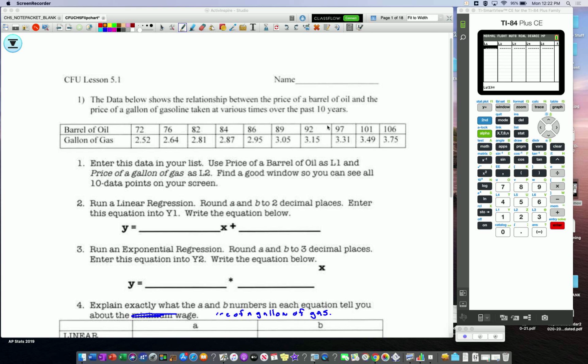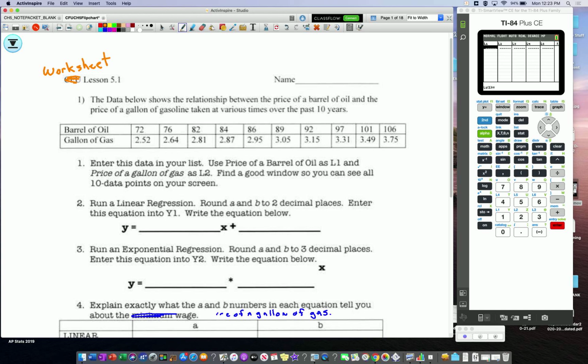All right, let's take a look at your worksheet. I know it says CFU here, but it's really your worksheet for 5.1. So, number one here says the data below shows the relationship between the price of a barrel of oil and the price of a gallon of gasoline taken at various times over the past 10 years. So, yeah, luckily gas hasn't been this high for a while, so this is probably some old data.